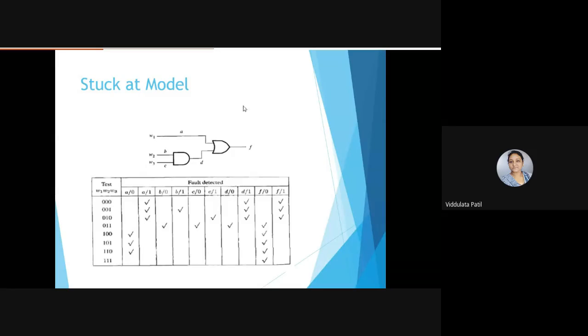Just look at the circuitry. It is a very simple circuitry which is having an AND gate and OR gate. Now we have applied the input: W1 is equal to 0, W2 is equal to 0, and W3 is equal to 0. Now there is no fault. The circuit is in a very good condition, and it is giving the result as per our design. So now what will be output S?